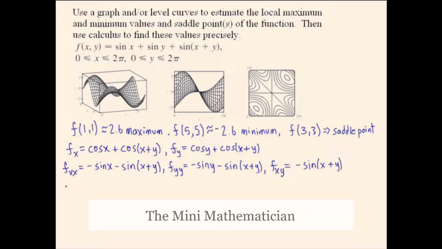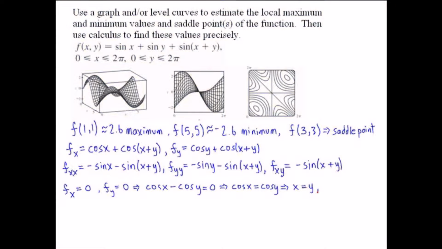So now setting our partial derivative with respect to x of f equal to 0, and the partial derivative of f with respect to y equal to 0, and subtracting these two, we get the cosine of x minus the cosine of y is equal to 0, or the cosine of x is equal to the cosine of y, or x equals y, which can also be x equals 2 pi minus y.